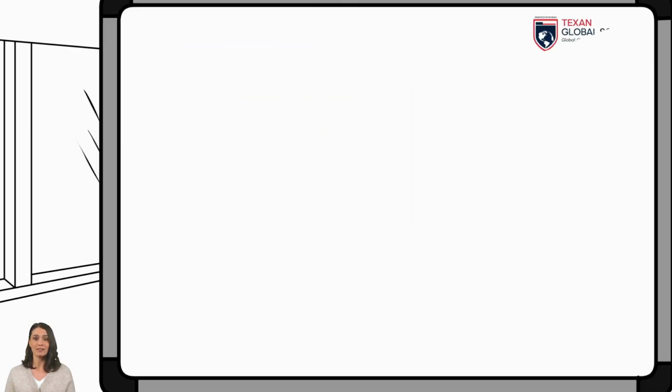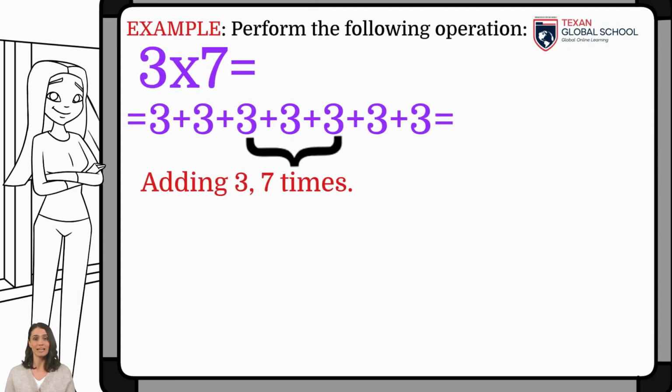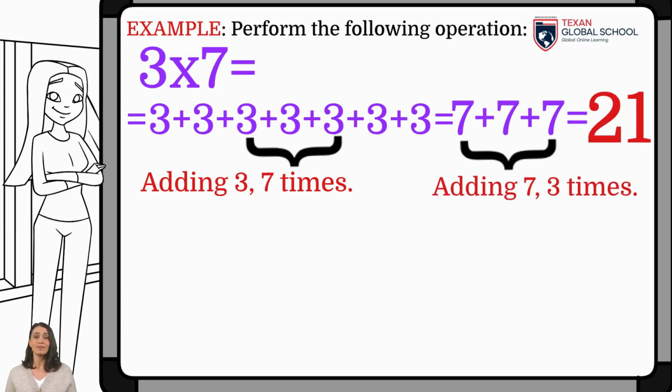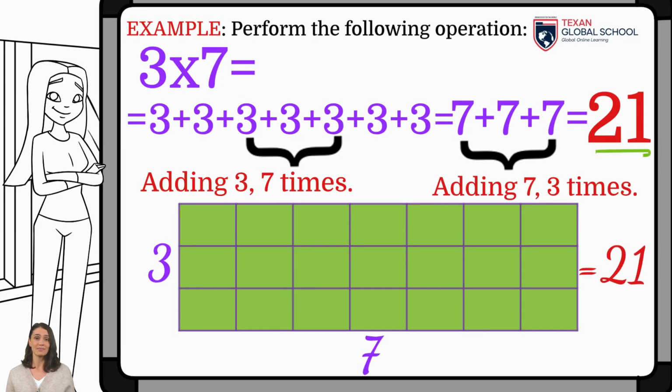Now, multiply 3 by 7. We add 3 7 times, or we add 7 3 times. Therefore, 3 times 7 is 21. The model represents 3 rows by 7 columns. So we have 21 units. Hence, we can conclude that 3 times 7 is 21.